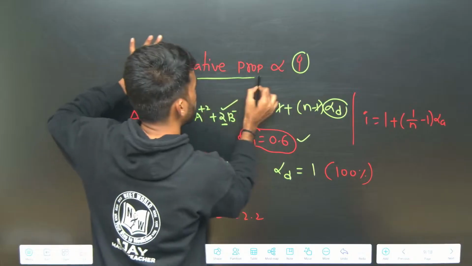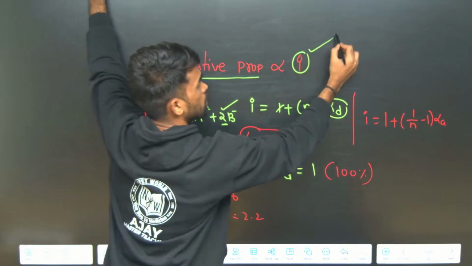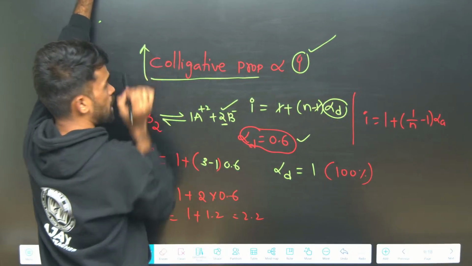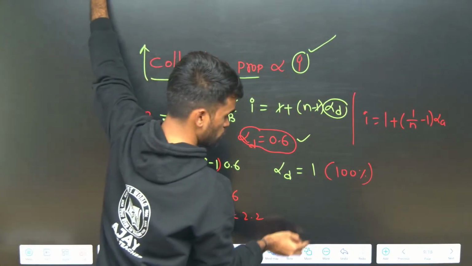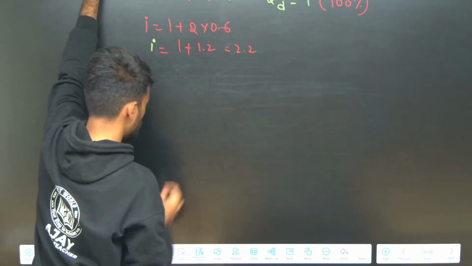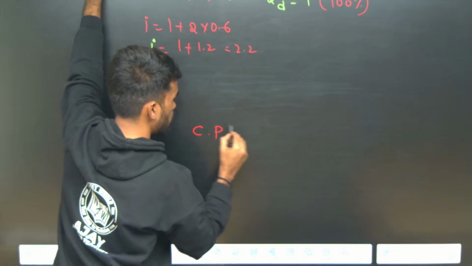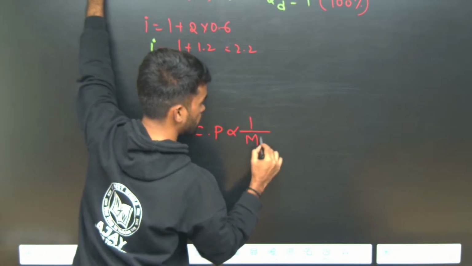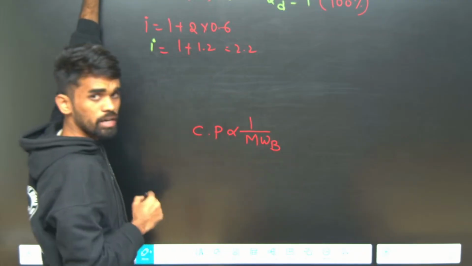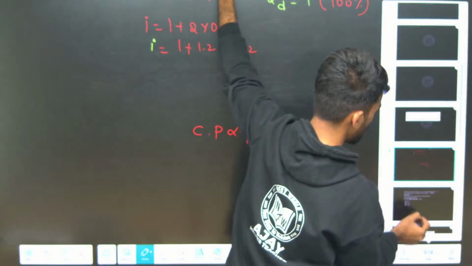When the number of ions increases, colligative properties also increase. This is one relation you should remember, and one more relation: colligative properties are inversely proportional to the molecular weight of solute. Now, based on this, we will solve a few questions.